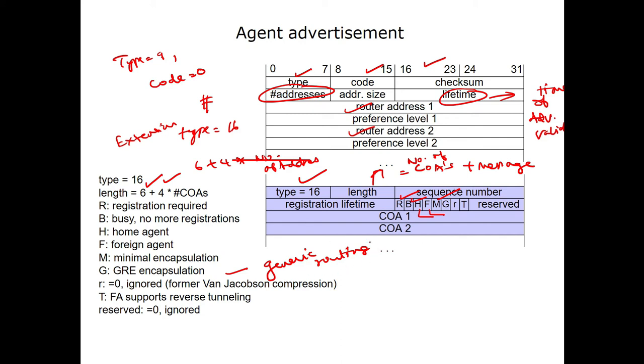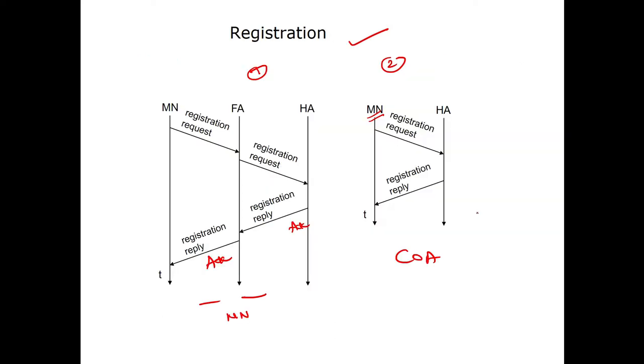is said to be generic routing encapsulation, and R is a field which is 0, which is for compression, that is Van Jacobson compression, and T is nothing but the foreign agent which supports the reverse tunneling, and reserved means the value will be 0 and it is ignored. So this is a registration process based on two scenarios.